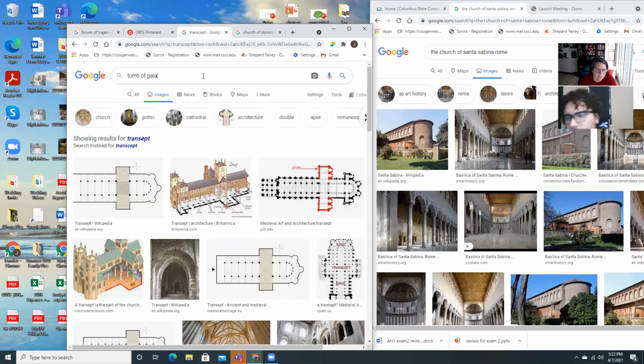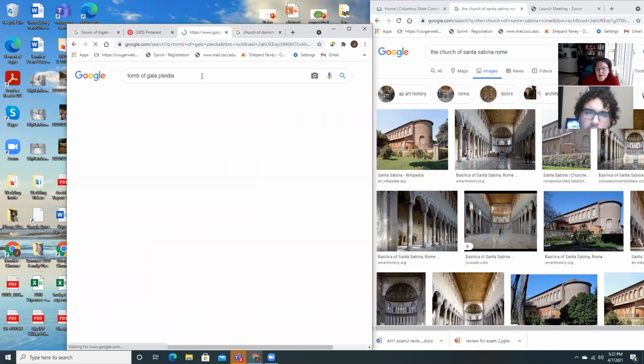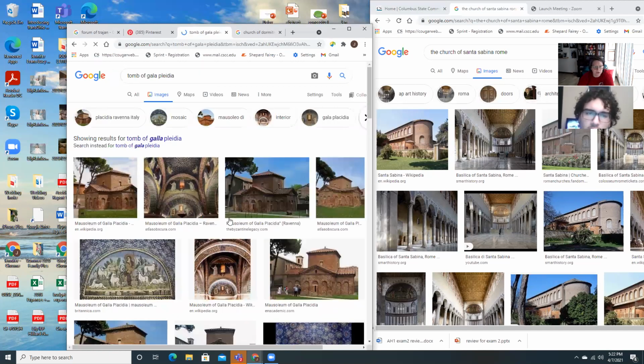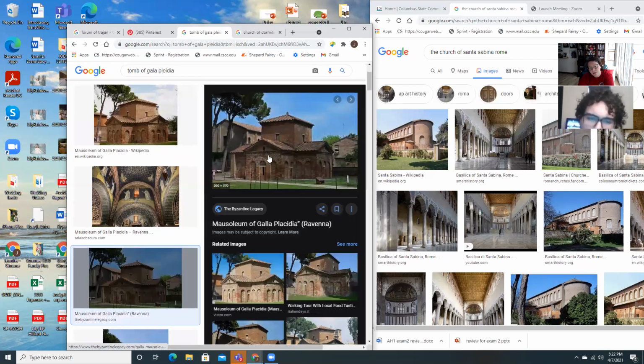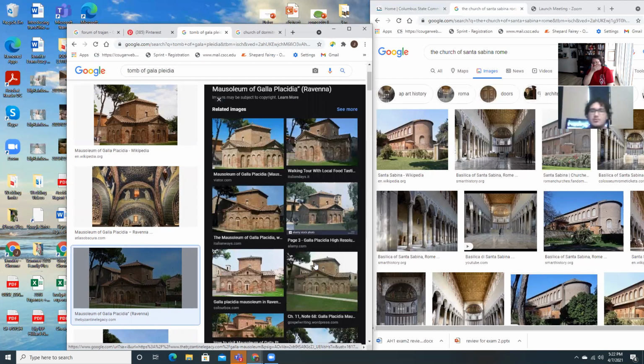Would groin vaults be used for transept crossings or no? No. Groin vaulting is two barrel vaults that cross at a 90-degree angle. I'll show you that in a minute. But you see here at the Tumma Gallipocidum, the arms cross, and at the crossing of the arms, you get the dome.